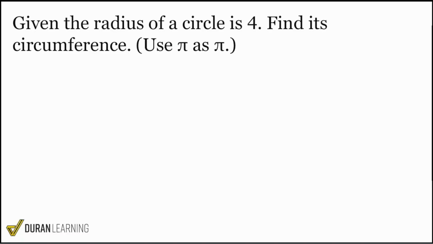So the correct formula that I'm looking for here will be circumference equals 2 pi r. Why this one? Well, it's because we are asked to find the circumference, so we know we're using the circumference formula.